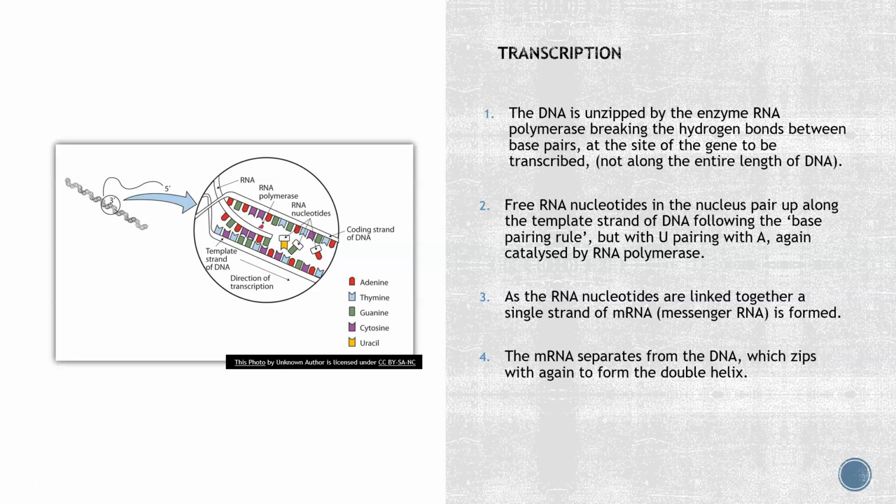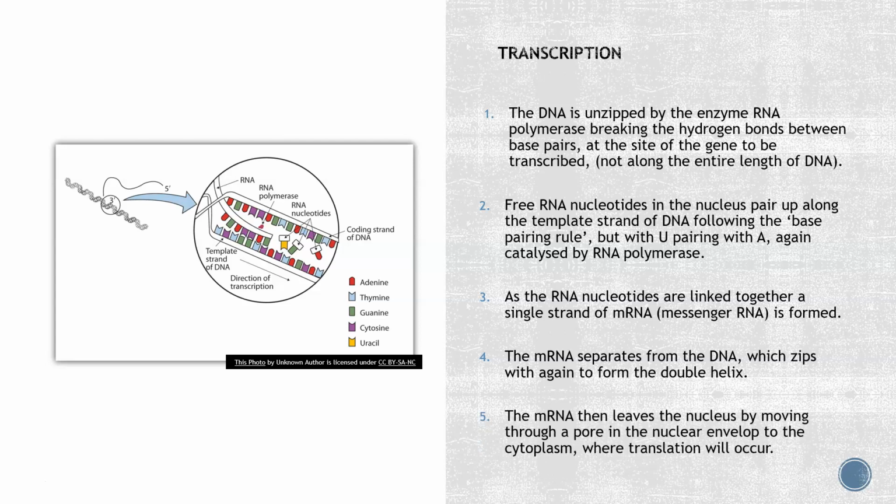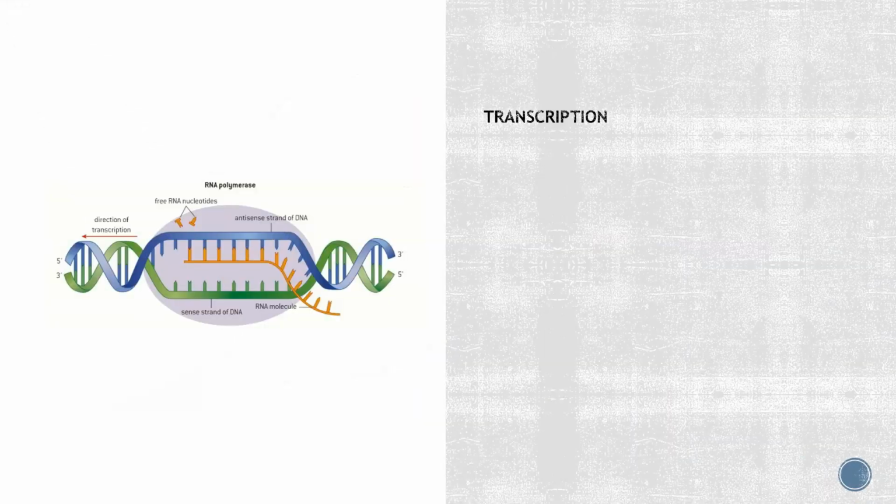The mRNA then separates from the DNA, which then zips back up into its double helix. The mRNA is then going to leave the nucleus by moving through a pore in the nuclear envelope out into the cytoplasm. Where does it head when it's in the cytoplasm? It's heading to a ribosome. And on the ribosome, that's when translation will occur. So we've got another image there showing our transcription.